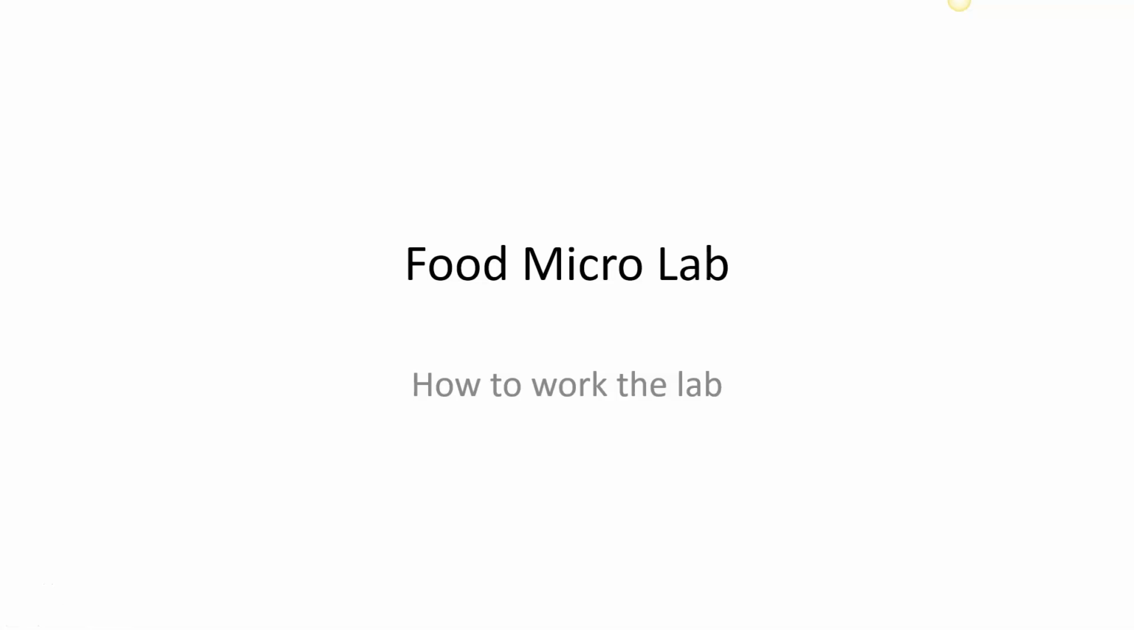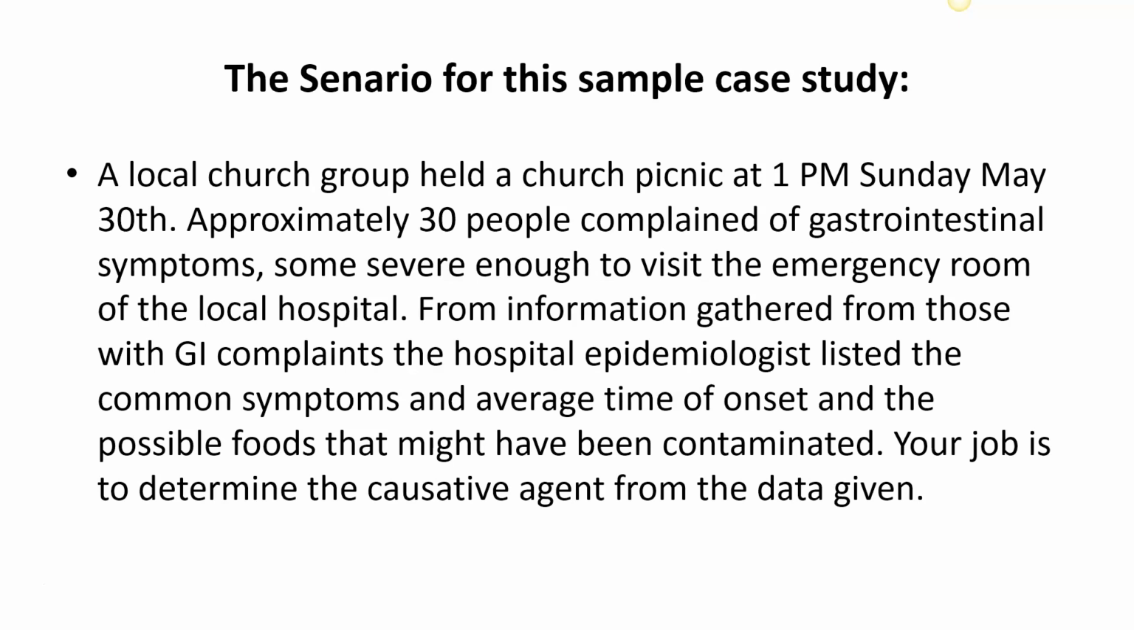This particular part is going to talk about the food micro lab. It basically goes back to how we work the lab. The lab is basically looking at food poisoning as a method to be able to understand what microorganisms do to the human digestive system when things aren't working properly. So let's take a look.